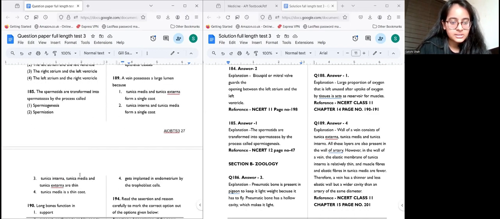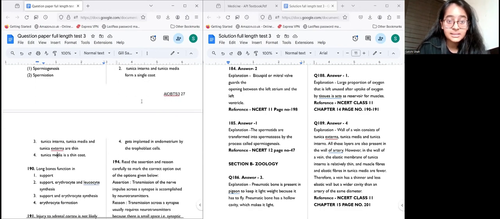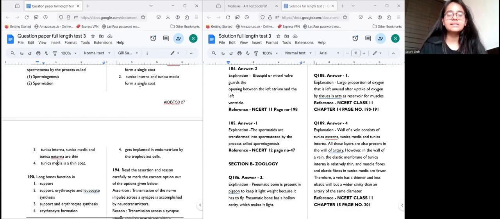So the answer for this is the tunica media is a thin coat. Does the second option sound correct to you? Does the tunica interna and tunica media form a single coat? No, they're two different layers itself, and both of them are reduced in thickness as compared to arteries. But the correct option here is this one.